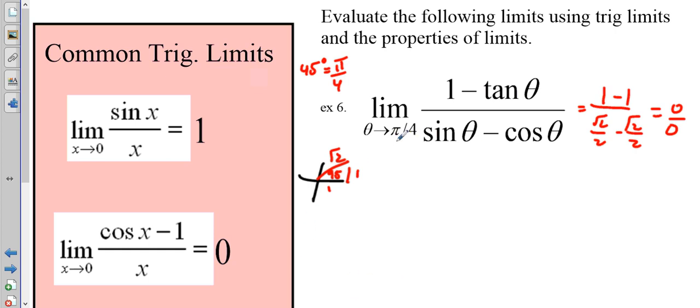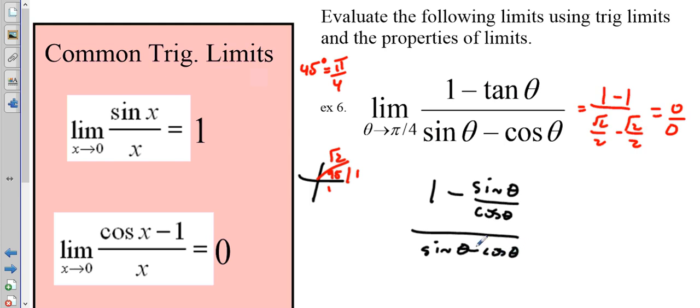All right, we're going to pi over 4, so none of these will really apply, but let's see what we can do here. We have tangent. What did we say before? When we have tangent, we're going to simplify it. So we have 1 minus, let's make tangent sine over cosine. So sine of theta over cosine theta. Right here, we have sine theta minus cosine of theta.